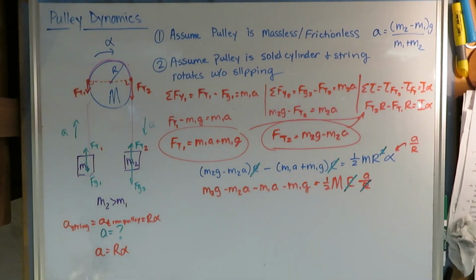So just kind of like in the previous example we did, the actual radius of this pulley doesn't matter. So if they didn't give you the radius, that'd be perfectly fine. You'd still be able to solve this problem.